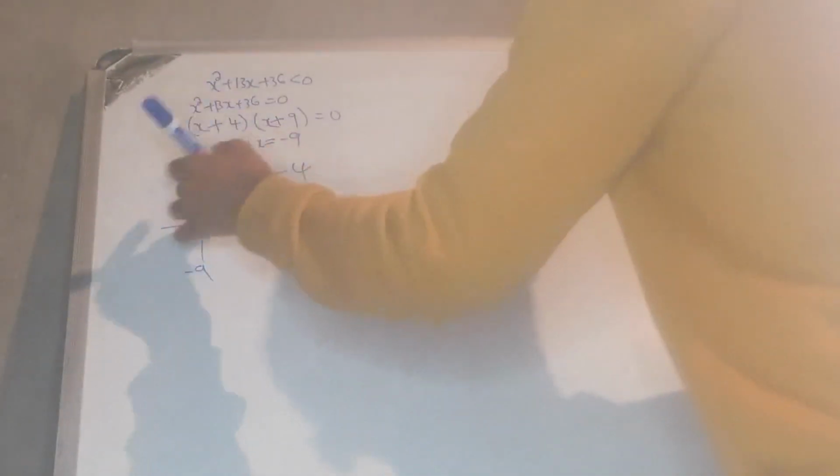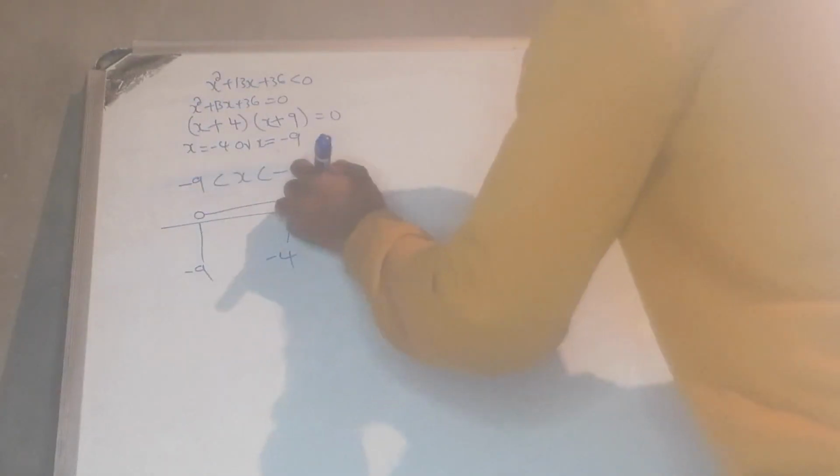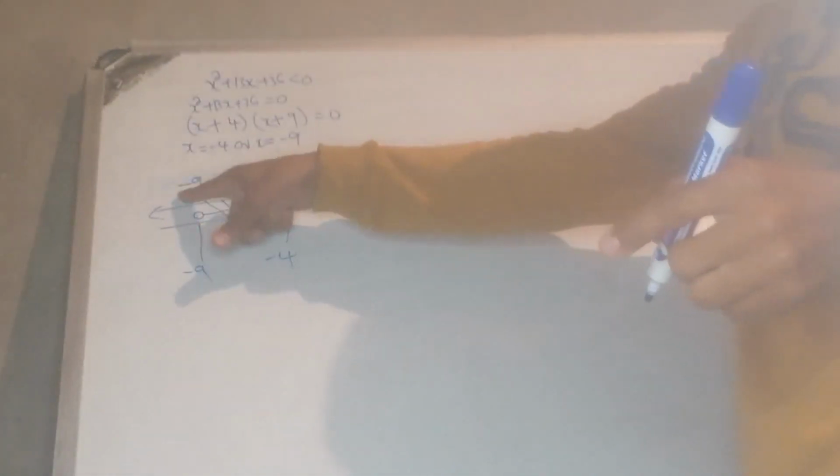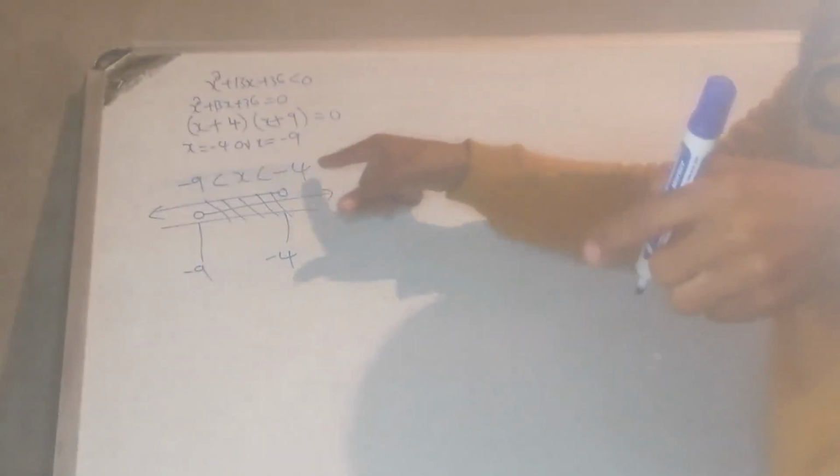Values of x that are greater than minus 9 are the values that are going that side. The values of x that are less than minus 4 are the values that go that side. So where is your solution? Your solution is in between. Hence we are saying x should be greater than minus 9 and x should be less than minus 4. So this is how you would solve your inequality.